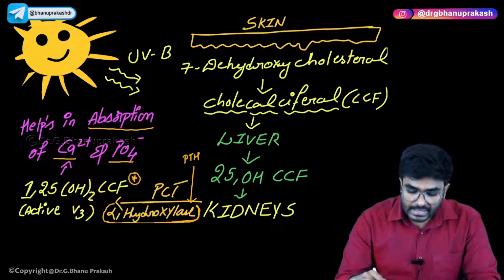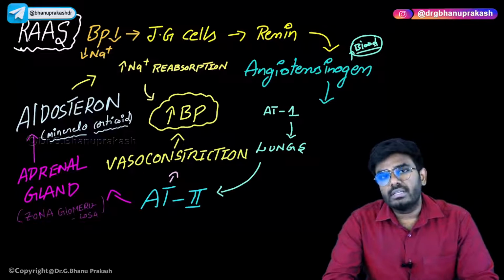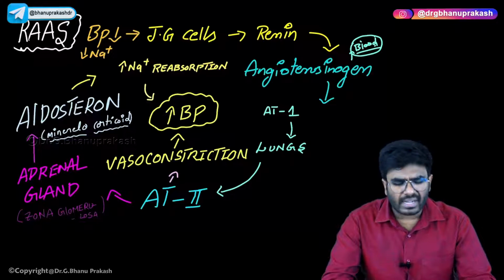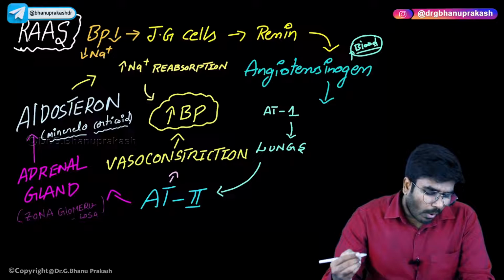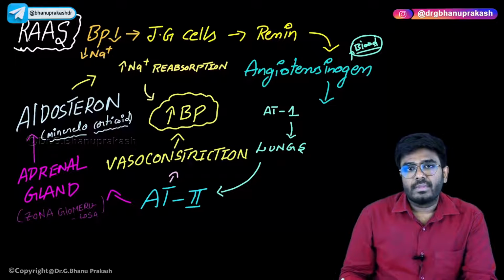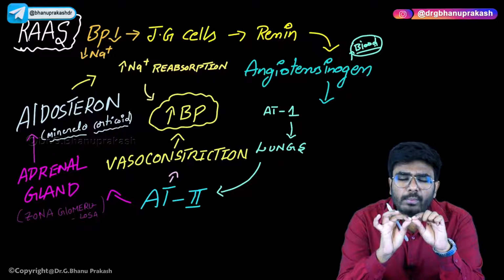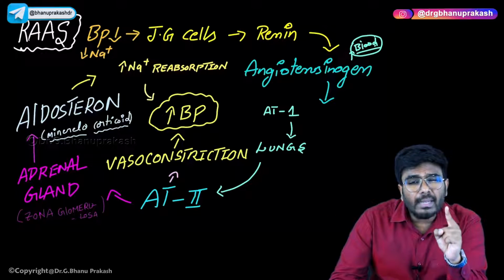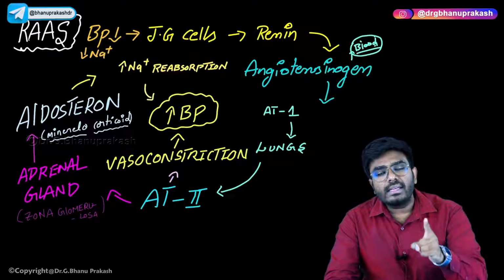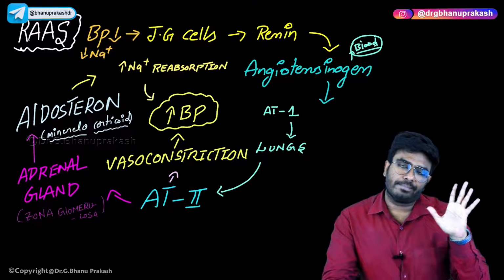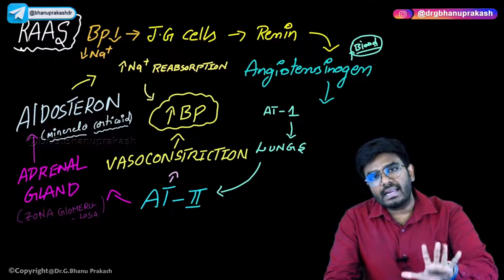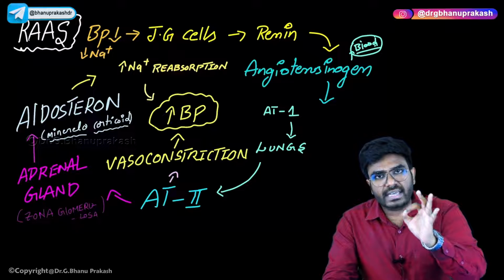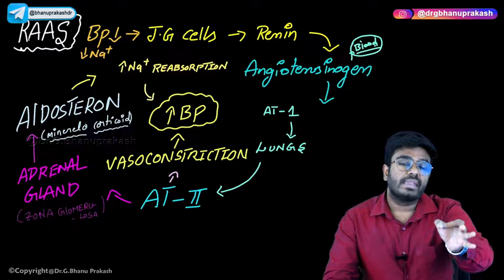Now after this, let's talk about a few important points about the RAAS pathway, which is also known as the renin angiotensin aldosterone system or renin angiotensin aldosterone axis. So what actually happens in this RAAS? Guys, at the end of the day, one important point you need to keep in mind. What is the function of RAAS? The one important function of RAAS is that all the time it wants to increase the BP. Once the RAAS pathway is activated, the BP of the person will be increased.